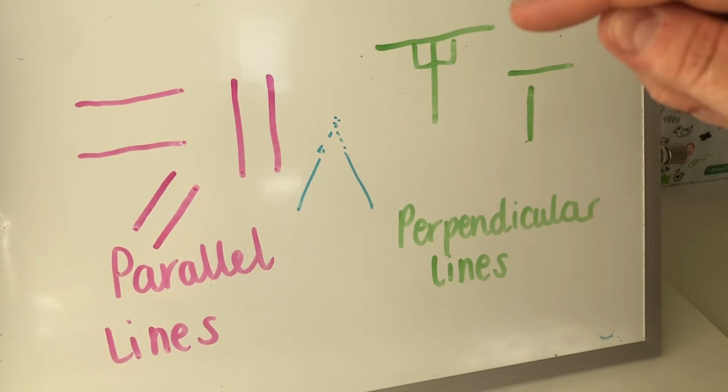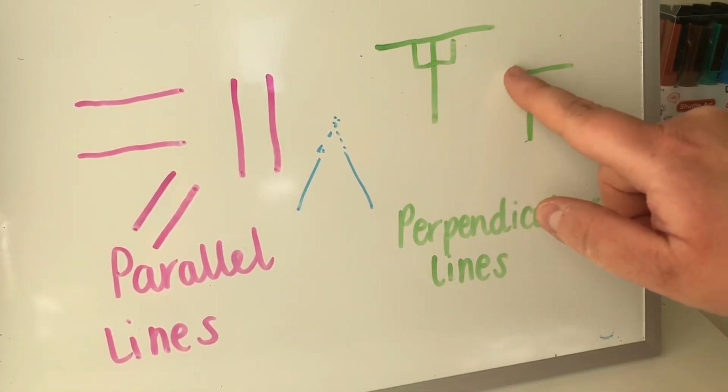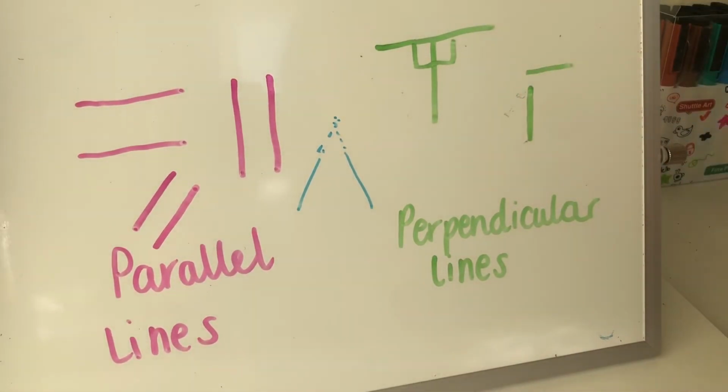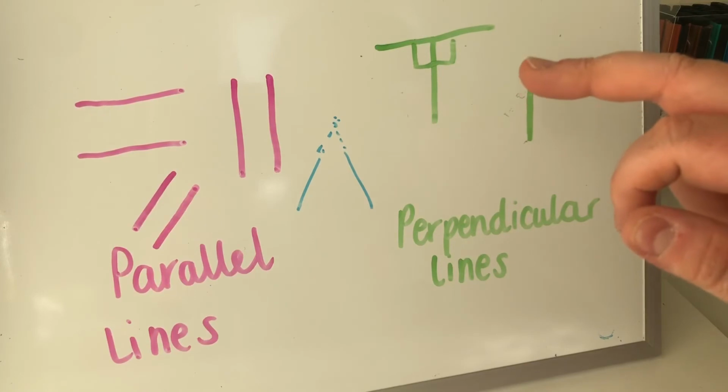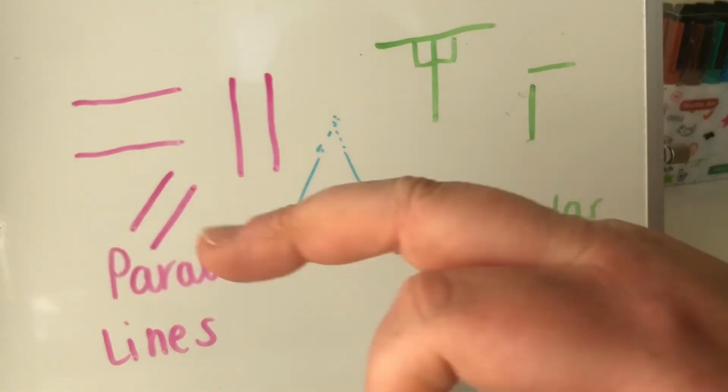And it creates this T shape, or an L shape, I guess, if you were to get rid of this. And again, I've shown you here, the lines don't necessarily have to meet. You just have to use your imagination, and you could tell that these lines would be perpendicular because they are going in the exact opposite direction. They are the opposite of parallel lines.